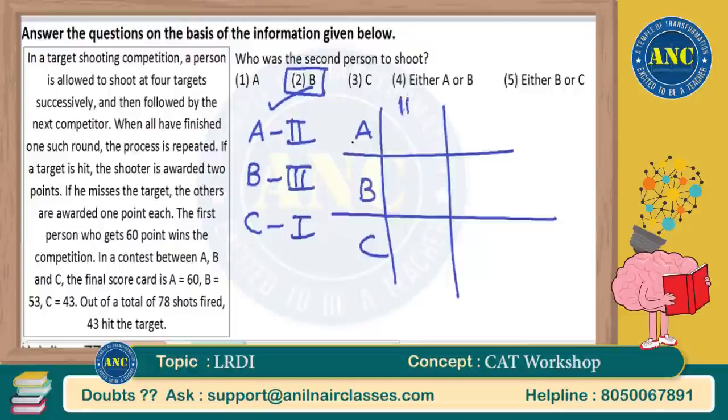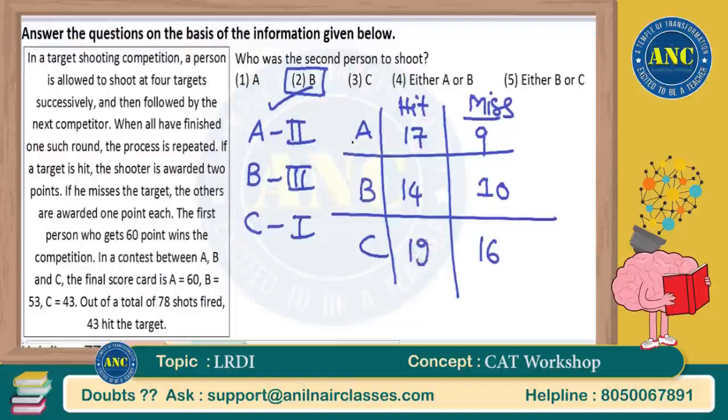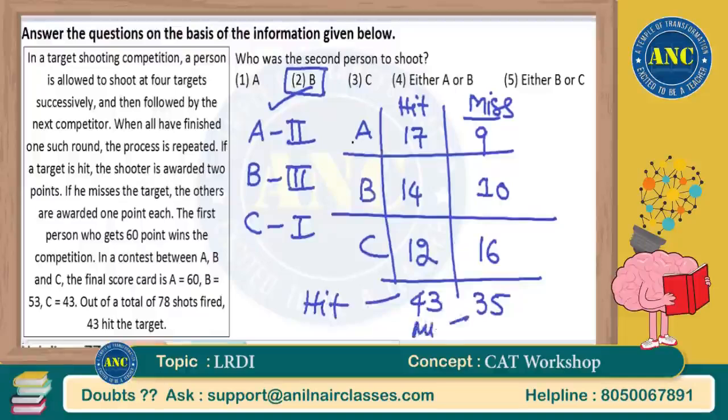Those of you who want to know how the table is there, this is hit and this is miss. So here it is 10, here it is 14, here it is 17, here it is 9, here it is 16, here it is 12. This is the total. Hits are nothing but 26, 35. Hit is 43, miss is 35. This is the final table.